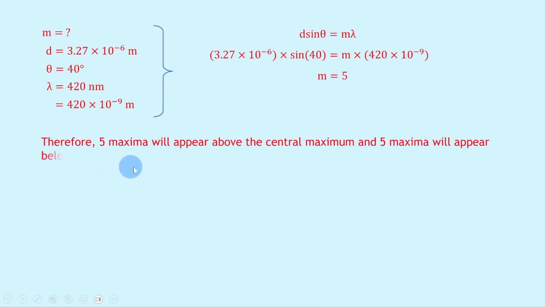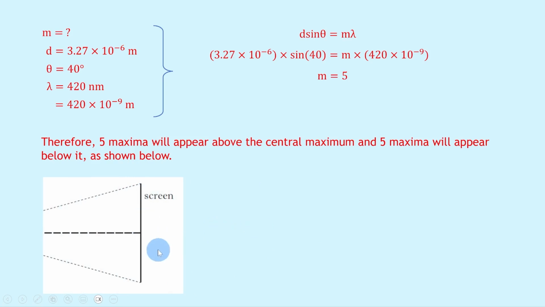And therefore we could say that 5 maxima will appear above the central maximum and 5 maxima will appear below it as shown below. So here's the part of the diagram showing the screen, and I'm just going to label on the maxima to show you how many we'll have in total. So remember, we're going to have our central maximum in the middle, and then we need to have 5 above it. 1, 2, 3, 4, 5, and then we also need to have 5 appearing below it. 1, 2, 3, 4, 5.